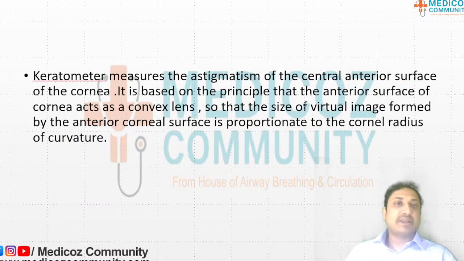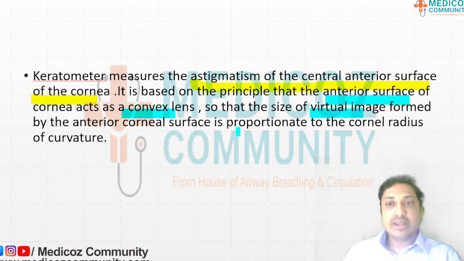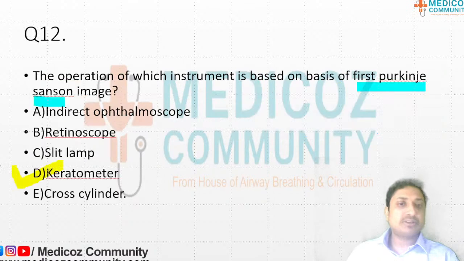Why? Because keratometer is a device which measures the astigmatism of the central anterior surface of the cornea. So it is based on the first Purkinje-Sanson image. Keratometer is based on the principle that the anterior surface of the cornea acts as a convex lens, so that the size of the virtual image formed by the anterior corneal surface is proportionate to the corneal radius of curvature. Okay. So all other options will be ruled out as they don't deal with the anterior corneal surface. Clear?